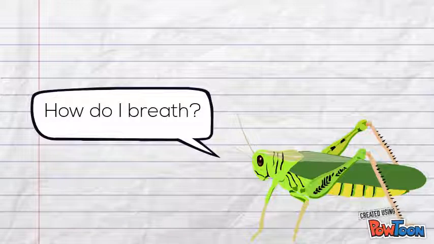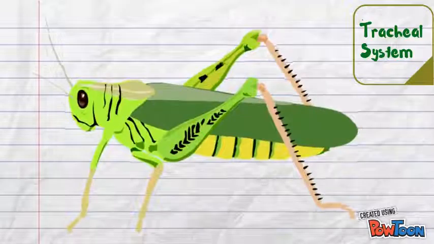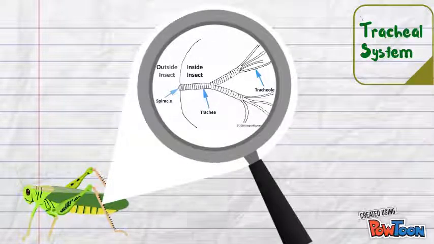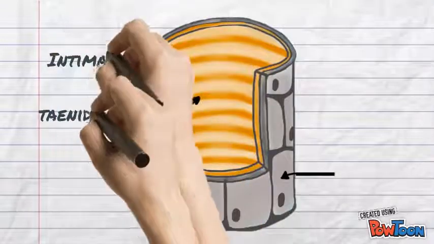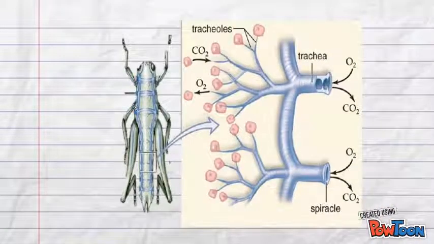Insects use a system to breathe, and this is known as the tracheal system. Air is drawn into the body through these spiracles, and it goes into something known as the trachea. This is a structure that is reinforced with chitin. Chitin prevents the trachea from collapsing. The tracheoles are fine tubes that have direct contact with cells, and they branch throughout the body.